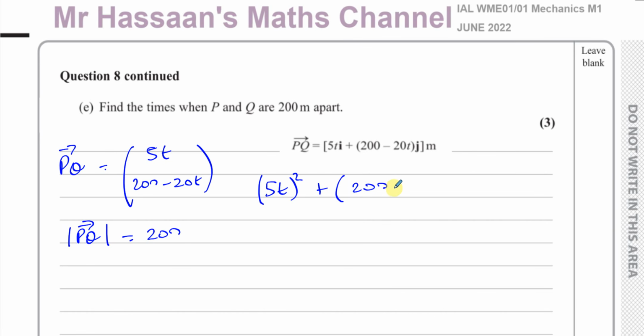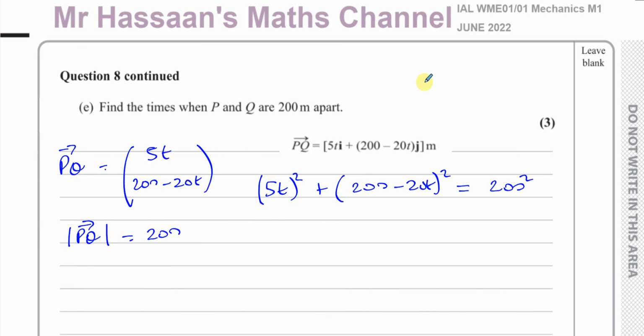So you have (5t) squared and (200 minus 20t) squared, and I know that that's equal to the square of 200. Okay, so this squared plus that squared is going to give me 200 squared. That's the magnitude of this vector, that's what the distance is going to be. I could write the square root of this equals 200, but I have to square both sides anyway, so I'll end up with this.